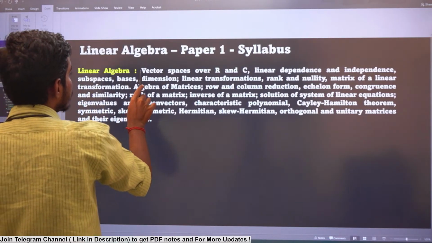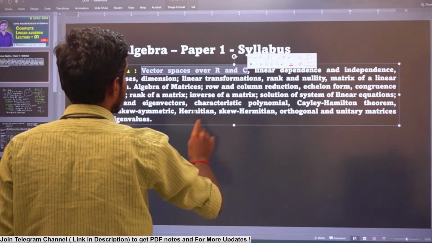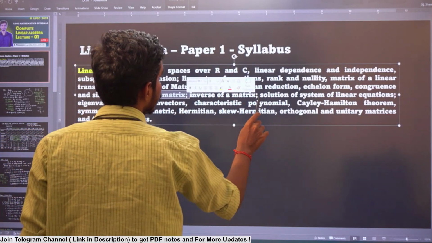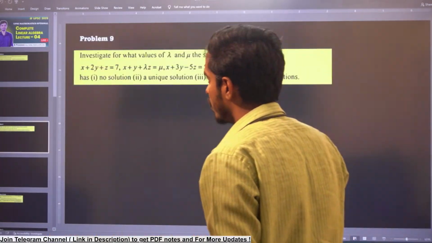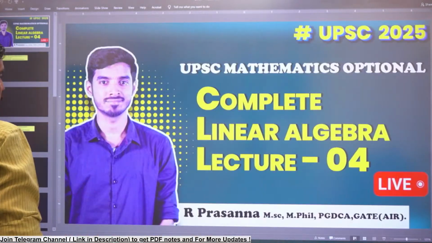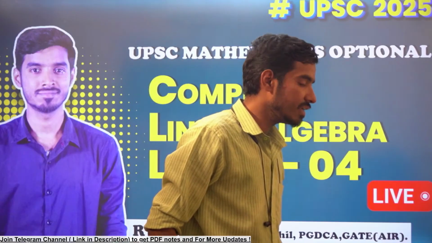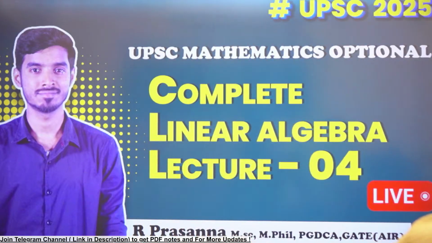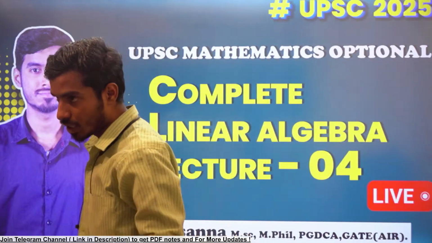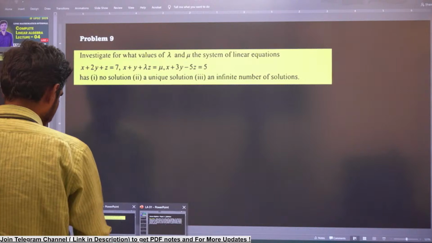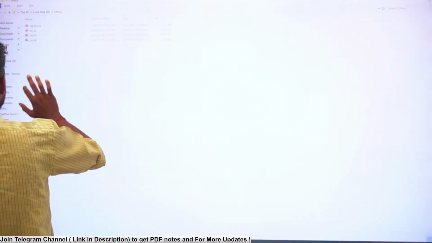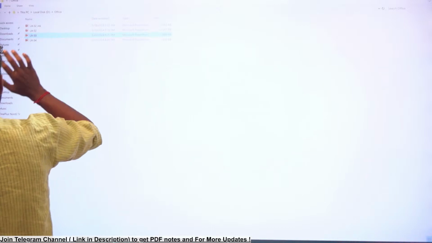We have completed vector space over R and C, and then rank of a matrix and solution of system of linear equations, right? So in this class we'll be completing system of equations. If you haven't watched the previous class, please watch it because this is a continuation of the previous class. In the previous class, we introduced what is meant by non-homogeneous system of linear equations, and based on that we solved 7 problems, right?